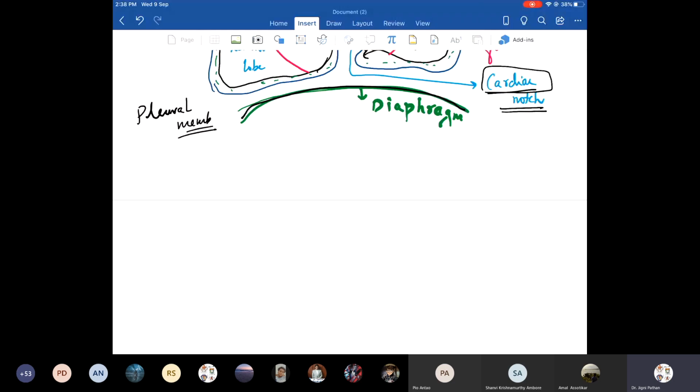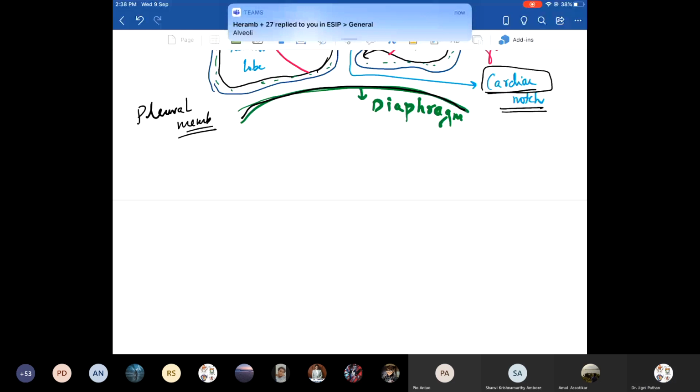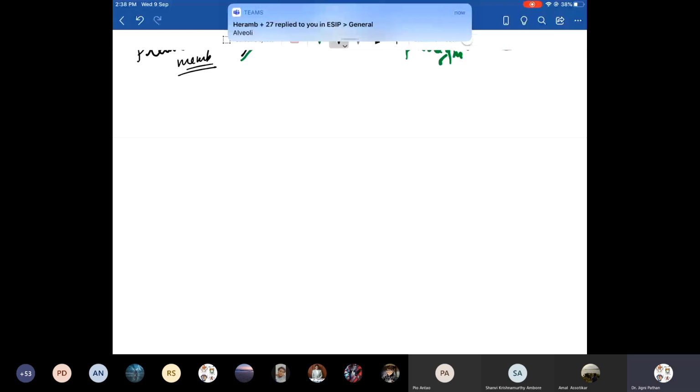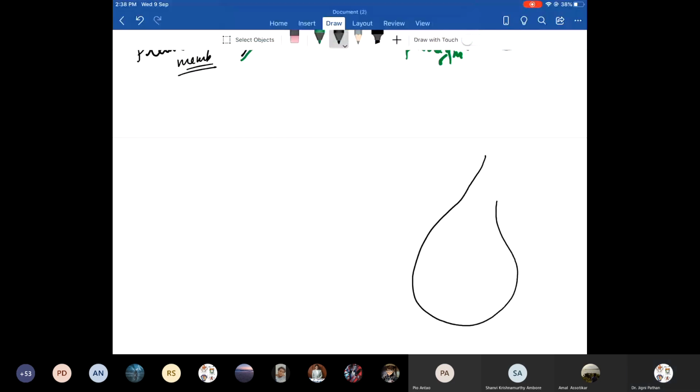Alveoli are the structural and functional unit of the lungs. If I draw an alveoli here first, then we'll understand.